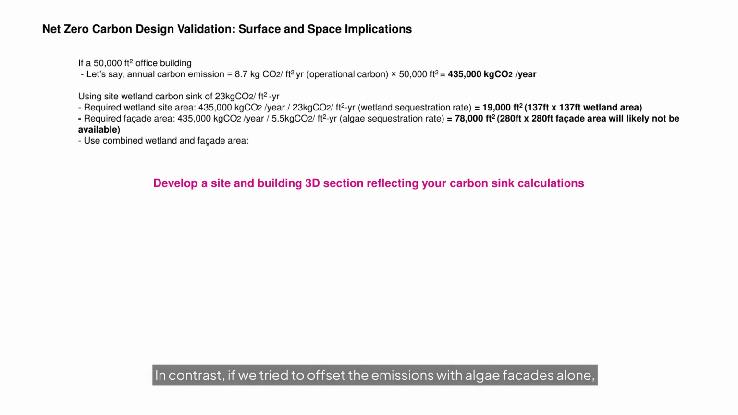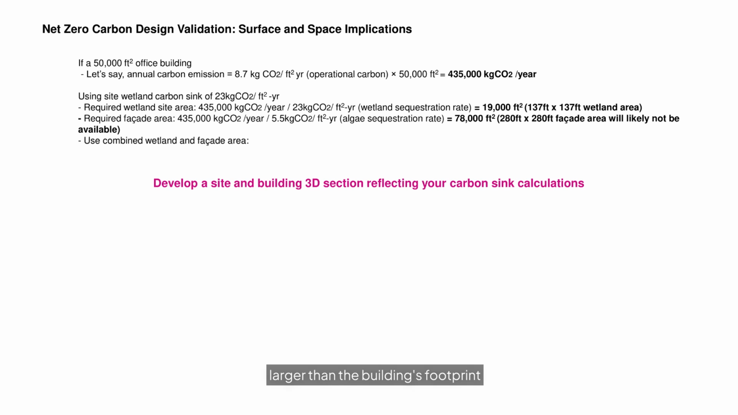In contrast, if we tried to offset the emissions with algae facades alone, using the high rate of approximately 5 kilograms CO2 per square foot from the last slide, we'd need about 78,000 square feet of facade area. That equates to a facade approximately 280 feet by 280 feet, larger than the building's footprint and impractical to cover fully with algae panels. A combination of wetland on site, an algae facade, and green roof together is needed to reach the goal, since relying on the facade alone is impractical.